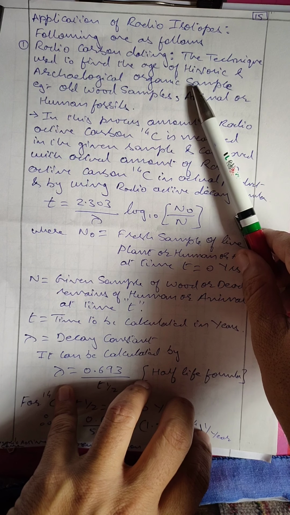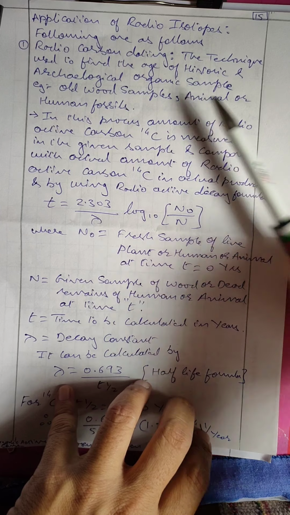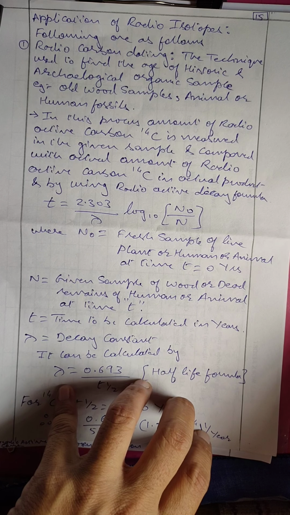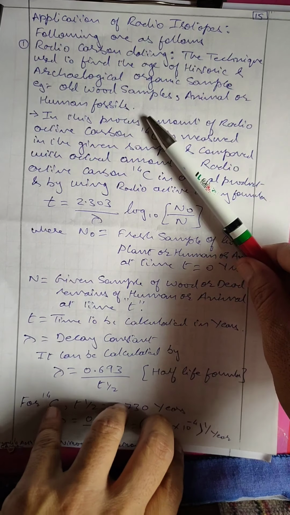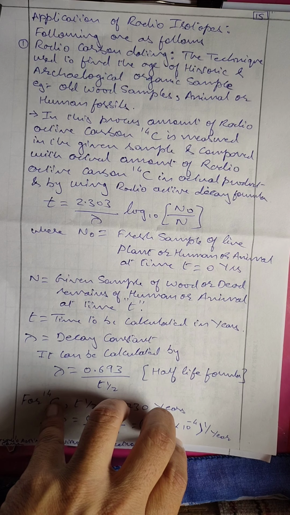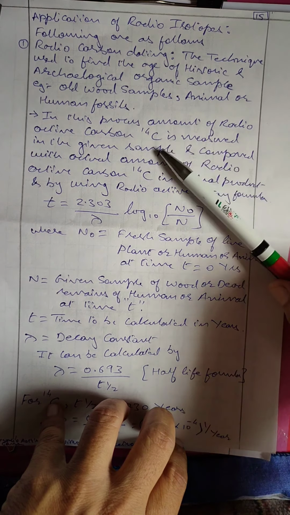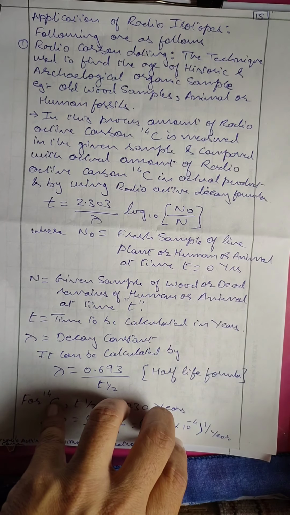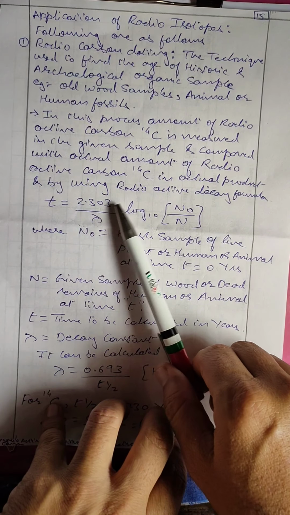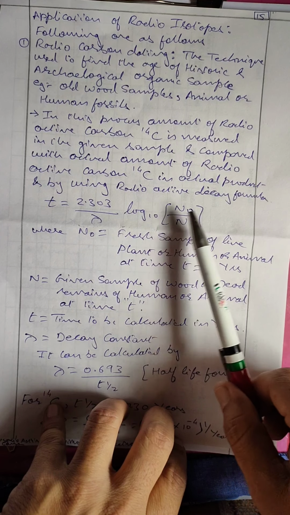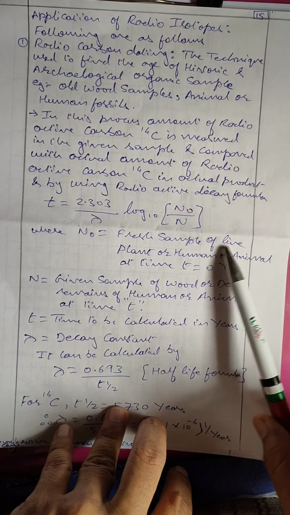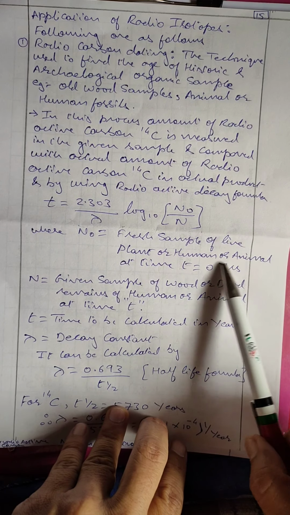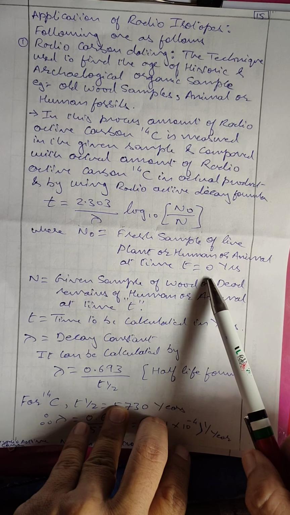Organic samples are those samples which are of living organisms. Living organisms can be wood, plants, animals, or even human beings, human fossils. In this process, we will try to measure the quantity of C14, the radioactive carbon. And how are we going to measure it? By using the formula T = 2.303/λ log N0/N to the base 10. What is N0? The fresh sample of the living plant or human or animal at time T0.